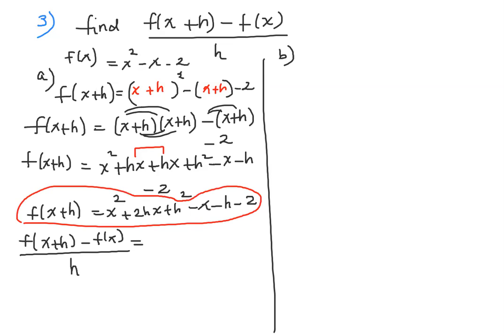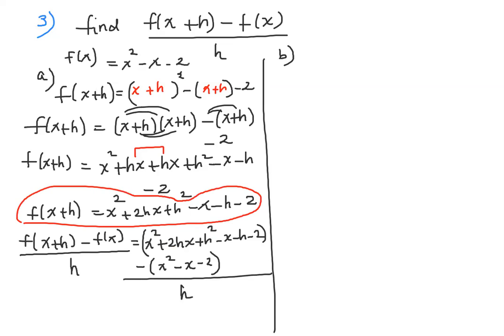So it's going to be a long one, so I'm going to write in the next step. Well, like x squared plus 2hx plus h squared. And then this is f of x plus h minus f of x. F of x is x squared minus x minus 2, all over h. So what do we get? I think I have to erase this one. So we get f of x plus h minus f of x over h equal to.